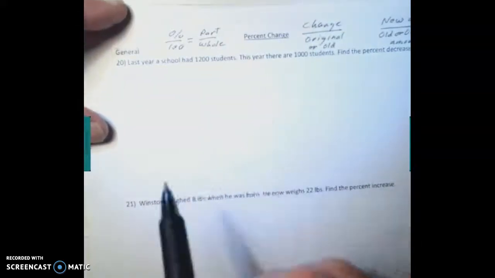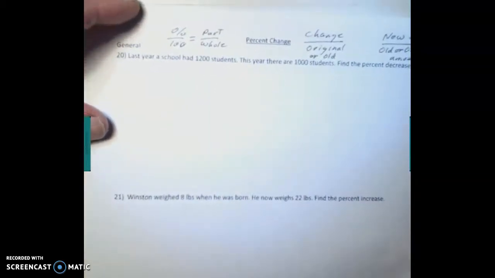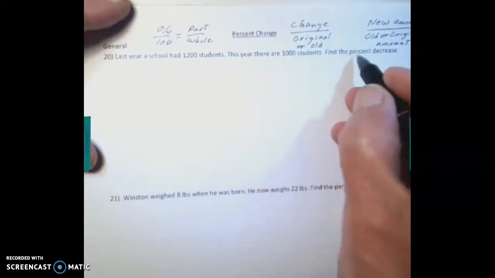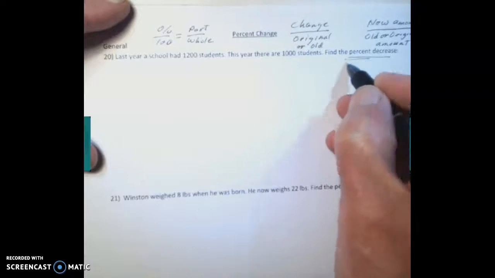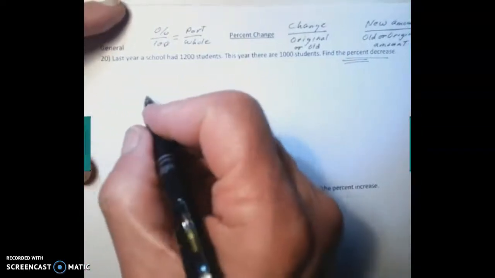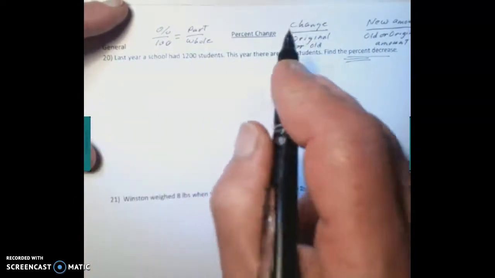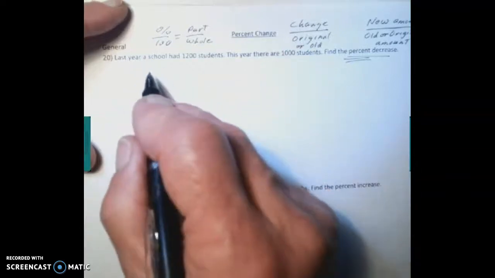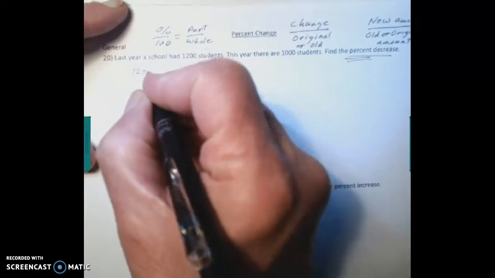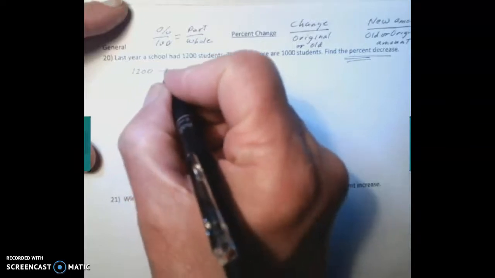So for question 20, last year a school had 1,200 students. This year they have 1,000. Find the percent decrease. We're looking for the percent decrease. How much did it go down as a percent? Change over original. To do it this way, we need to first find the change. Well, they had 1,200 students. They now have 1,000 students.